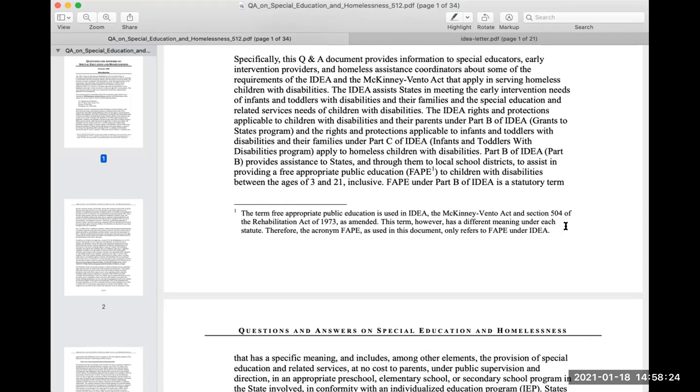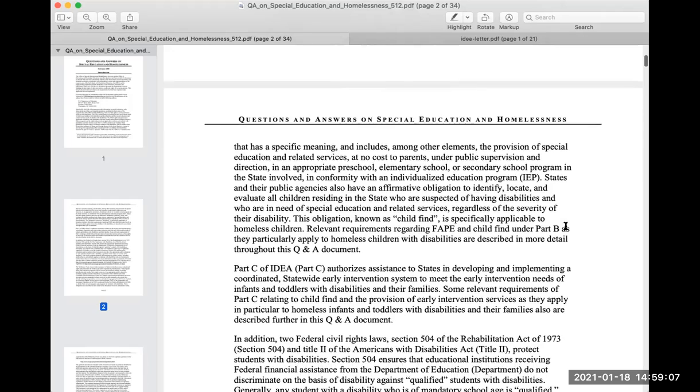Part B of IDEA. Part B provides assistance to states, and through them to local school districts, to assist in providing a free appropriate public education, FAPE, to children with disabilities between the ages of 3 and 21, inclusive. FAPE under Part B of IDEA is a statutory term. The term free appropriate public education is used in IDEA, the McKinney-Vento Act, and Section 504 of the Rehabilitation Act of 1973, as amended. This term, however, has a different meaning under each statute. Therefore, the acronym FAPE, as used in this document, only refers to FAPE under IDEA.